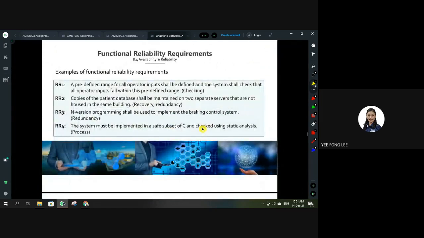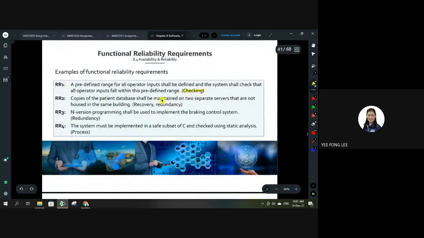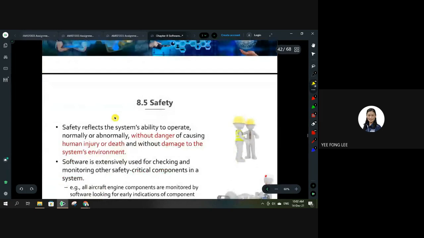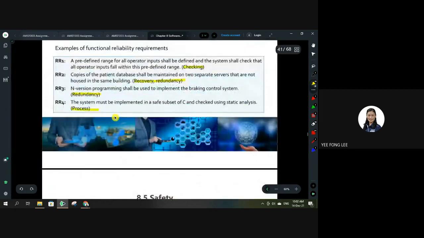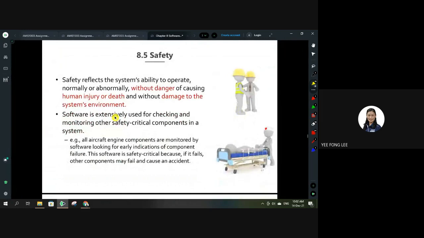Next slide, examples of functionality reliable requirement. So they have a 1, 2, 3, 4 based on checking. Okay, up to here. Safety, we will continue this after a short break.